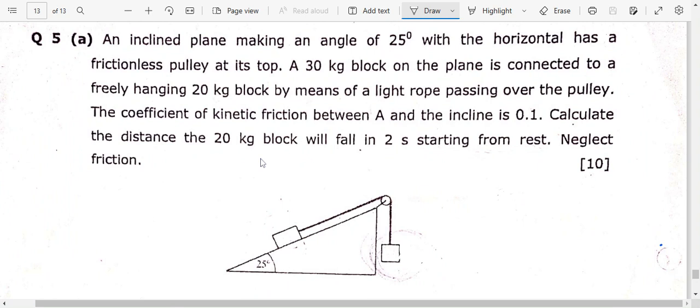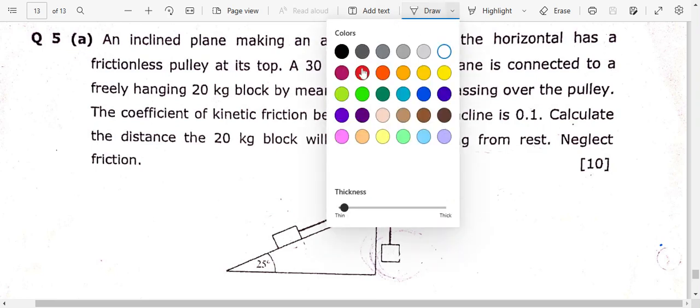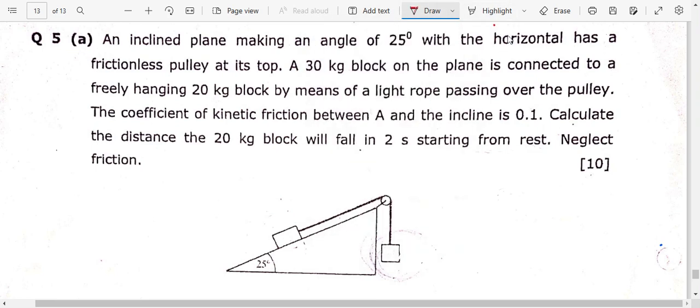An inclined plane making an angle of 25 degrees with the horizontal has a frictionless pulley at its top. So this pulley is frictionless, meaning that we don't have any friction here. A 30 kg block on the plane is connected. So it is on the plane, meaning that this one which is here is 30 kg, connected to a freely hanging 20 kg mass. So it's one 20 kg and it's freely hanging by means of a light rope passing over the pulley.